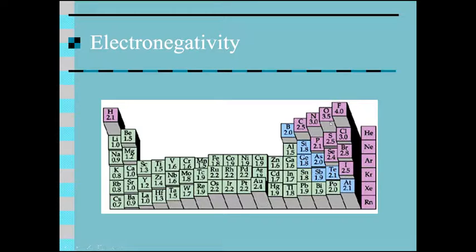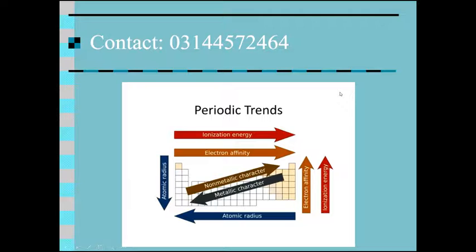So for fluorine, chlorine, bromine, iodine, you can see the electronegativity decreases down the group because the number of shells increases, atomic radius increases, and the attraction for electrons decreases. The question is, why do noble gases have no electronegativity values? Because noble gases have filled outer shells and there is no affinity and no attraction for electrons.